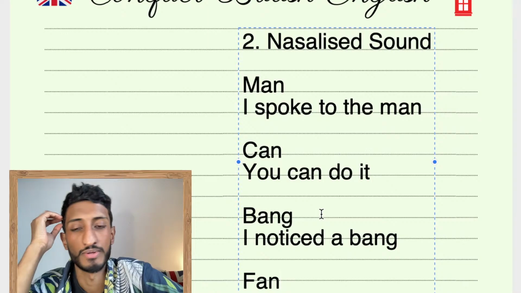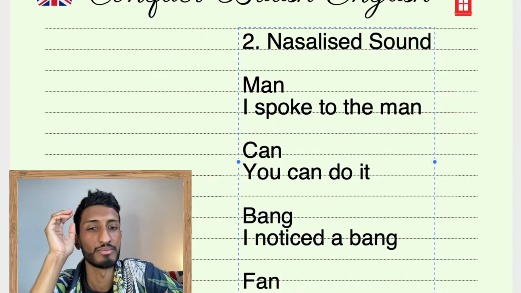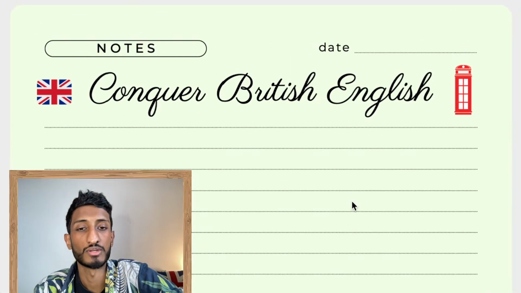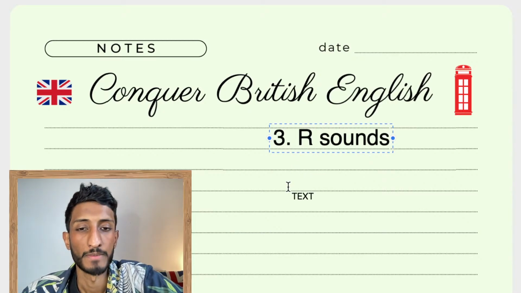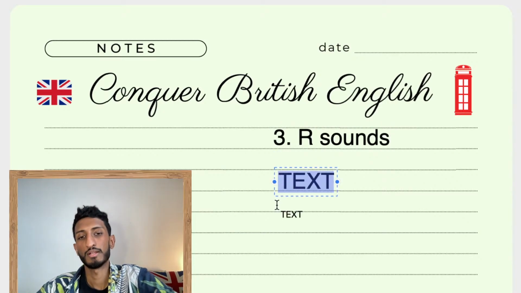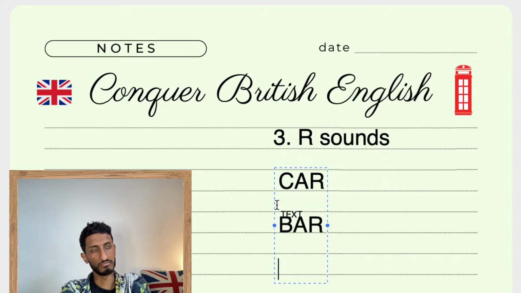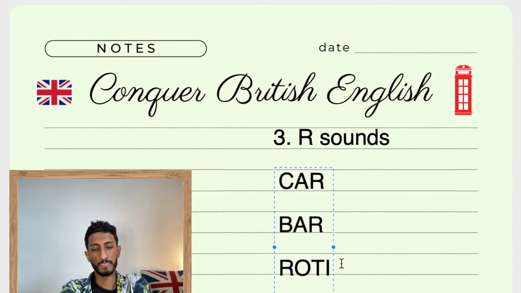All right, so let's now think about the R sound, right? When I mean R, I don't mean the letter A, I mean R. So let me just write that down for you. So top tip number 3. So we've got R sounds. Let me put down a few words for you. So we've got car, bar.